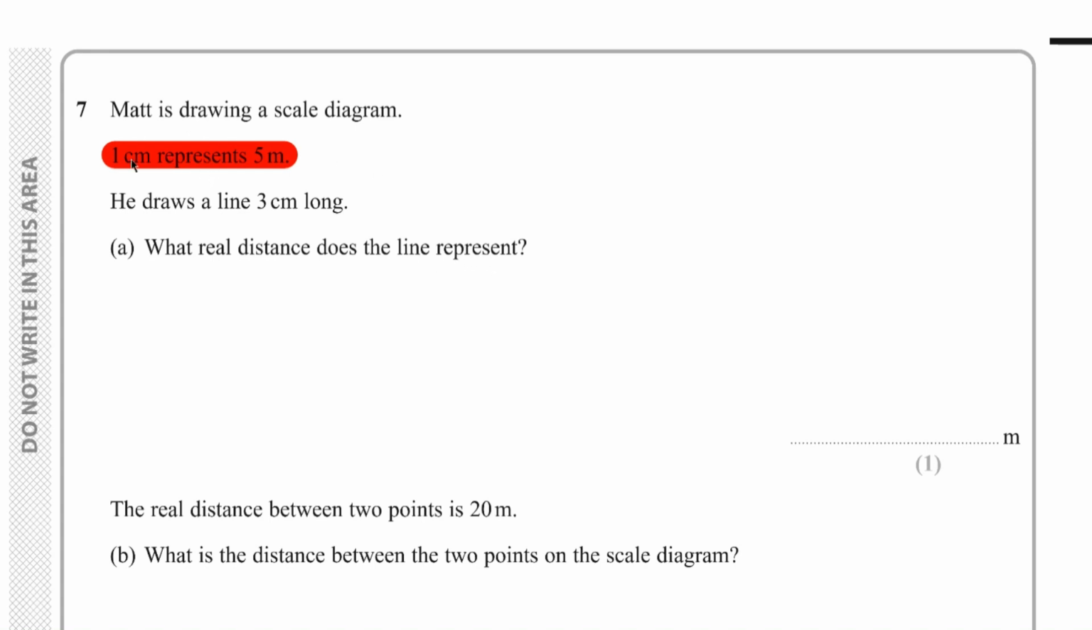Well, we've got this scale where 1 centimetre represents 5 metres. So if we have a line 3 centimetres long, we have to multiply 3 by 5. That gets us 15. So the real distance is 15 meters.